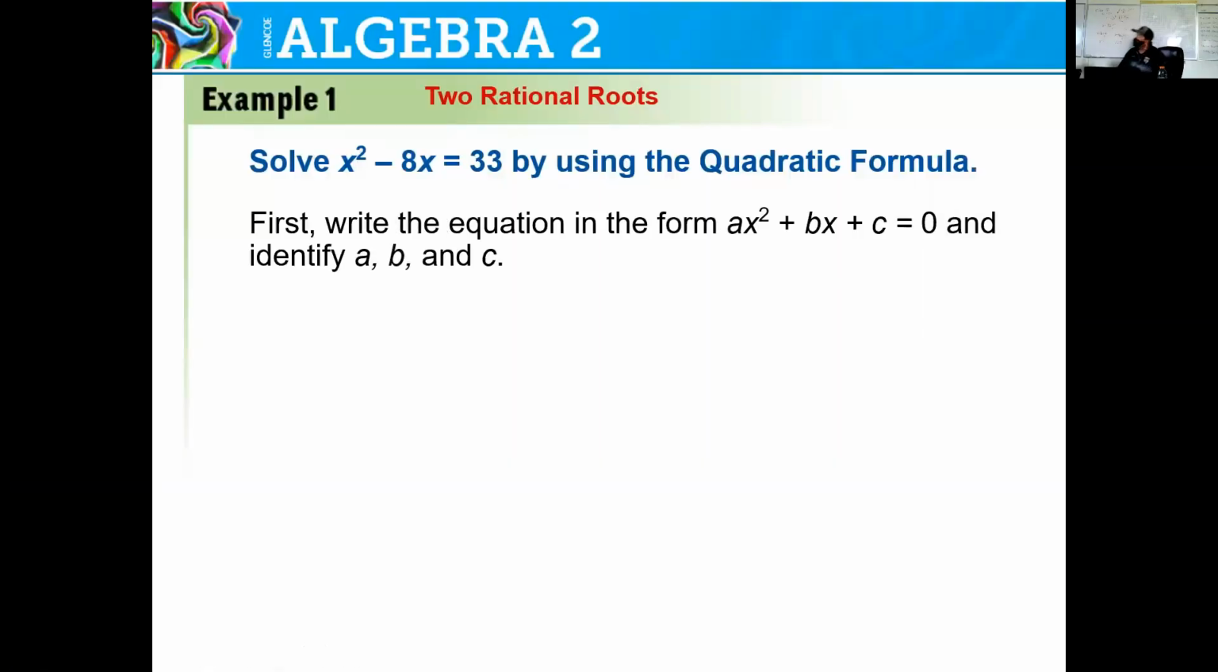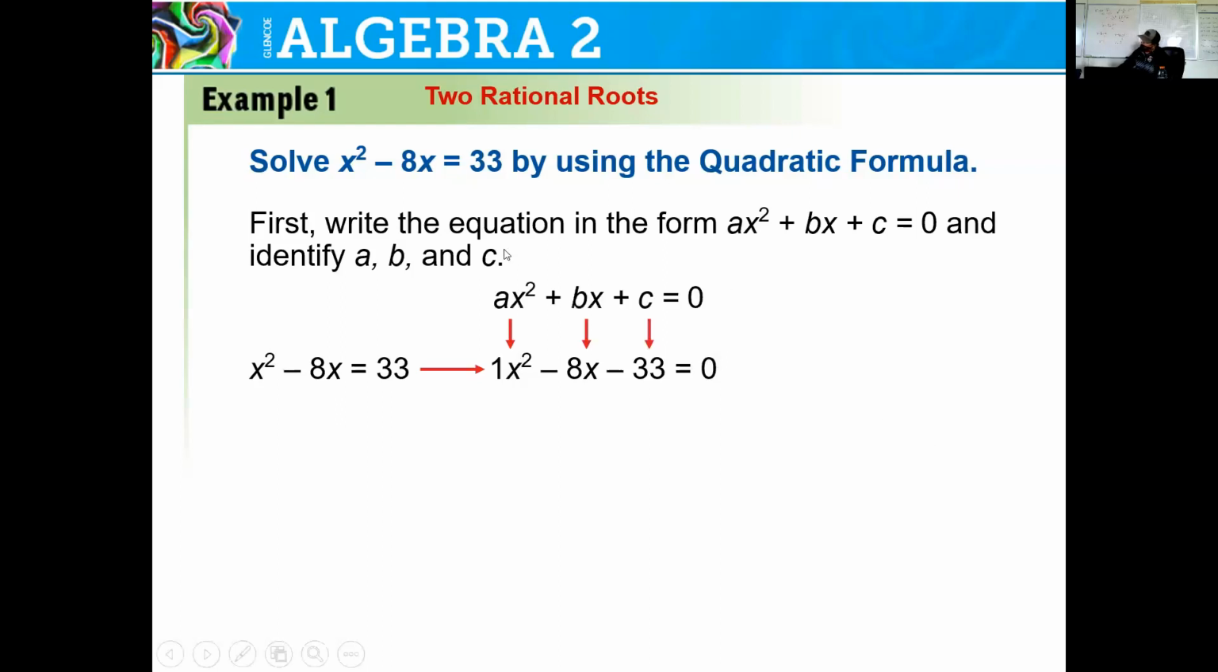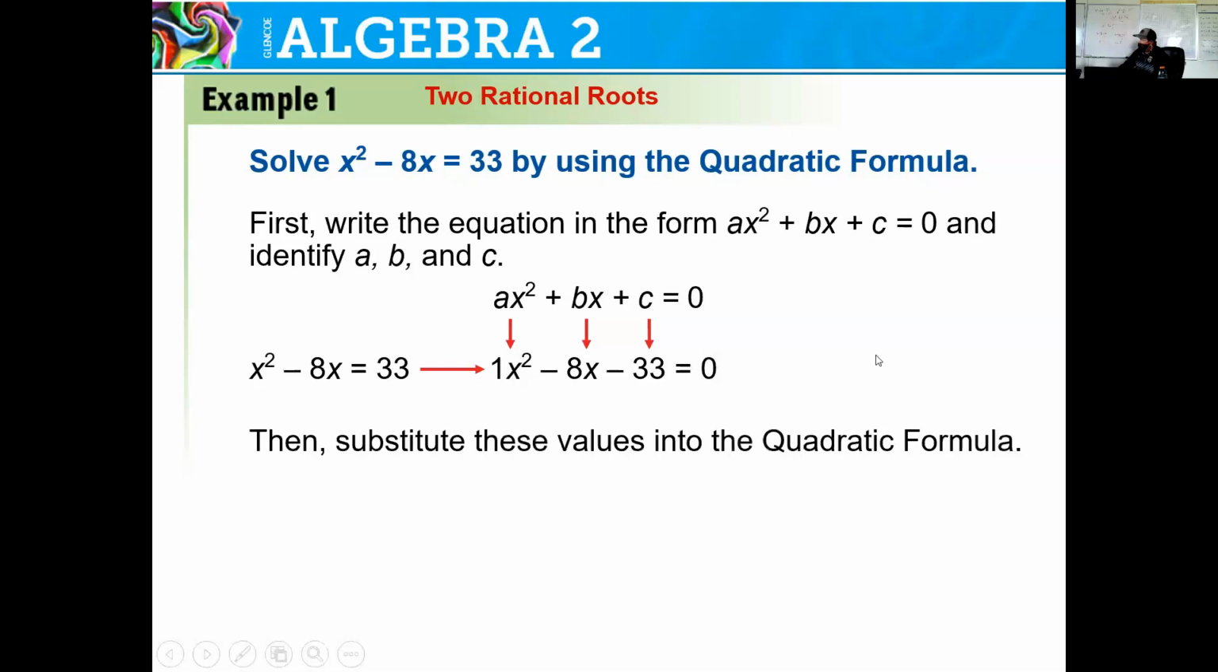So write the form in ax squared plus bx plus c. That's just them moving the 33 to one side so that we are always set equal to 0. It does not work if it's not equal to 0. So we have our a term, our b term, and our c term. We're going to plug those into the quadratic formula.